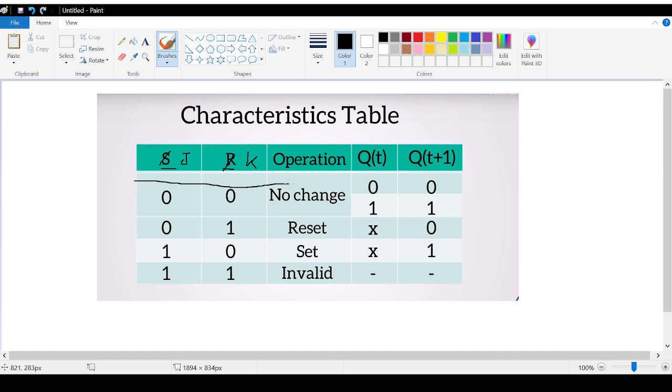So for the first three states, it's the same. That is, if J and K are 0, 0, then there is no change. If J is 0 and K is 1, this is for R, so the value is reset. And if J is 1 and K is 0, then the value will be set. That is, our flip-flop will store the value 1 here. This is how the JK flip-flop works very similarly to the SR flip-flop, but there is one difference in the last state. In the last state, let me show you what it does.